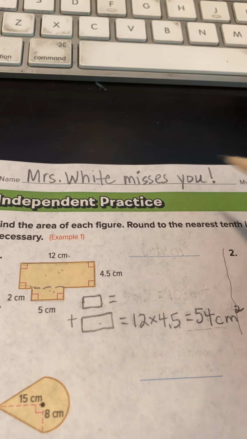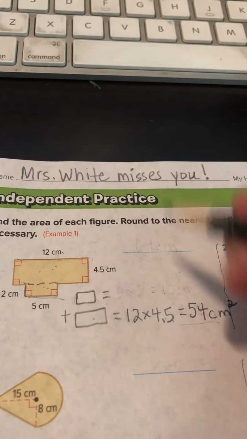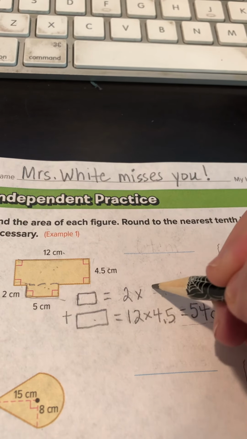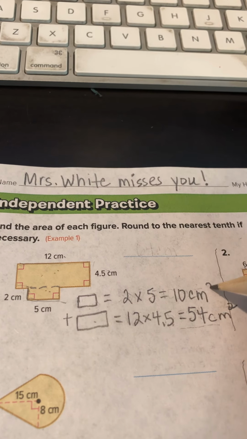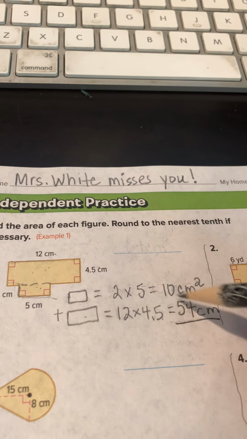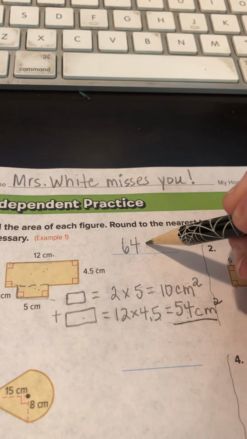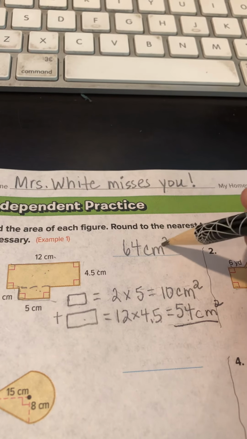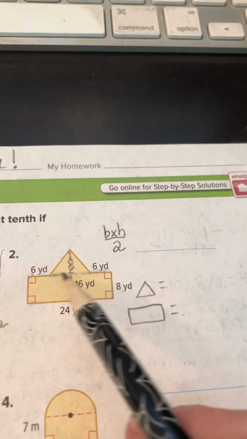My small one is length times width would be 2 times 5. So 2 times 5 is going to give me 10. That would also be centimeters squared. I would next add those, and when I add 10 plus 54, we're going to get 64, and that would be centimeters squared. So now let's go over to number 2, which you can see where I separated it there.